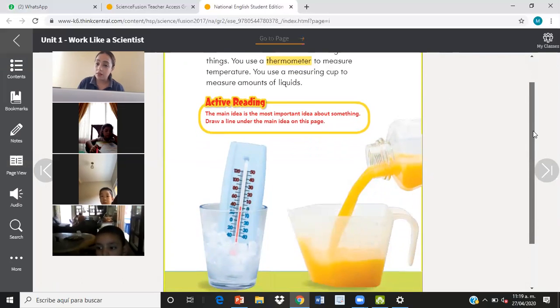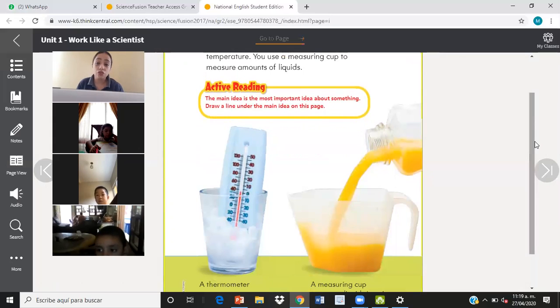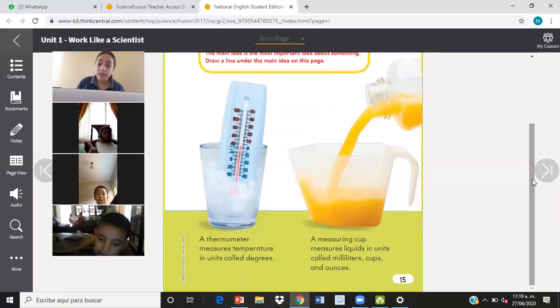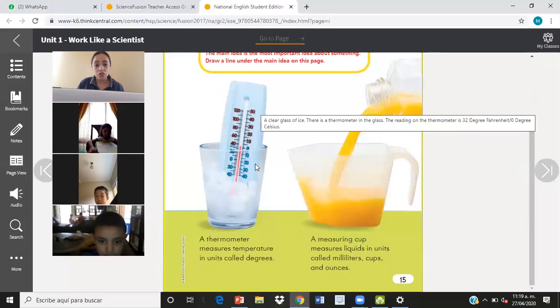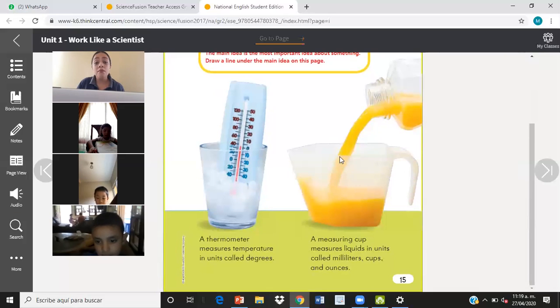Now, another science tool is a measuring cup. With a measuring cup, you measure the amount of liquid. So this is a thermometer, and a thermometer measures temperature. And this is a measuring cup. A measuring cup measures liquids, only liquids, in units called milliliters, cups, or ounces.